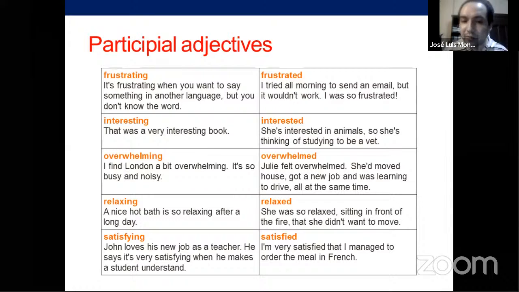So overwhelming, all right, I'm going to use some Spanish here again, is like algo que te tapa los pensamientos, all right, algo que no te deja pensar, algo que ocupa toda tu mente, all right, overwhelming. And overwhelmed is when you feel that. Julie felt overwhelmed. She moved house, got a new job, and was learning to drive all at the same time. So because of all of that, she was overwhelmed. All right, too many things.